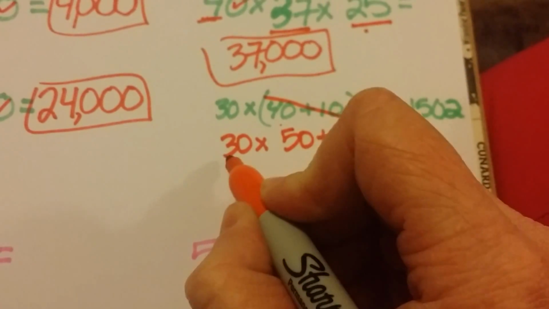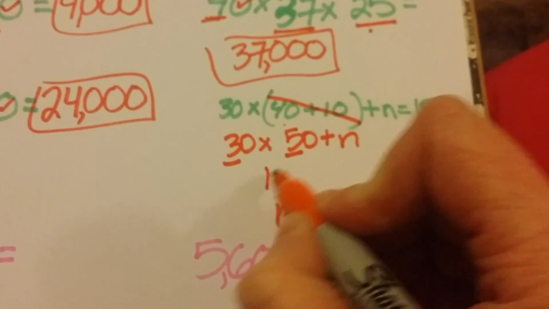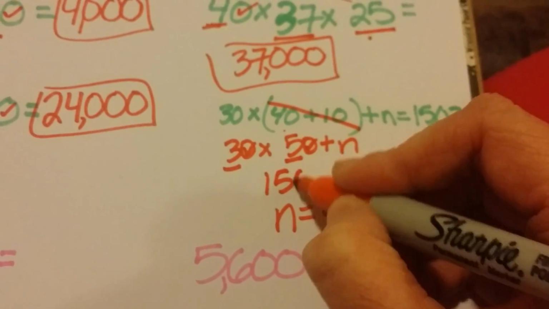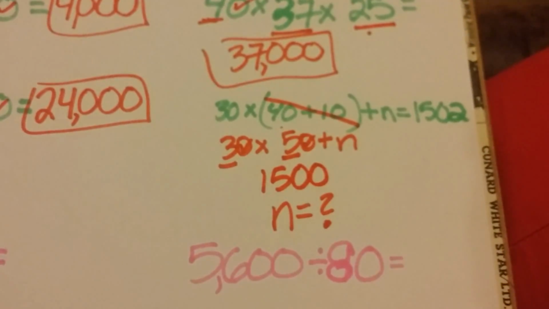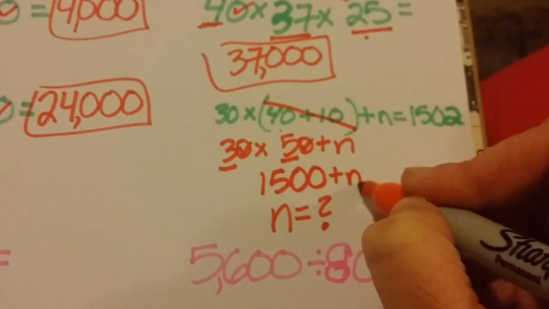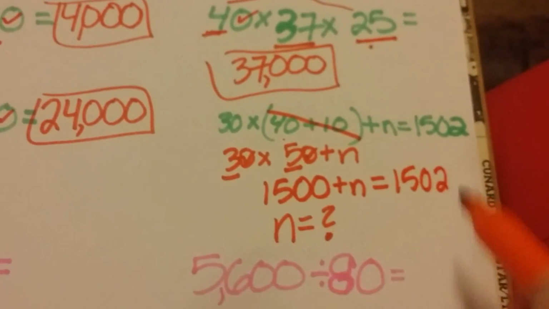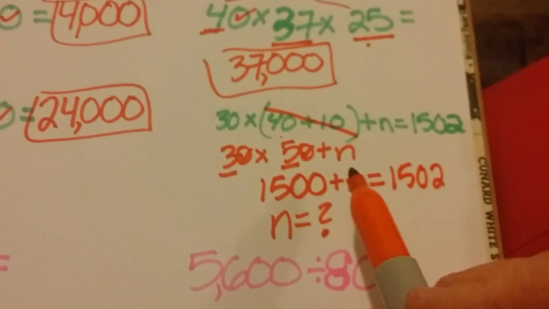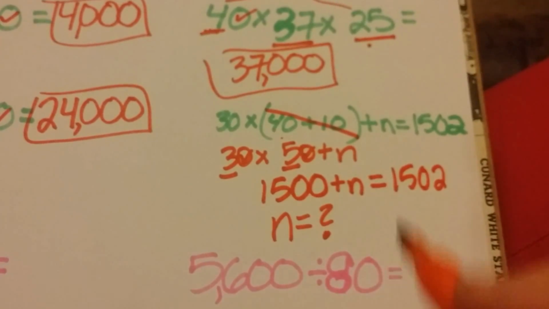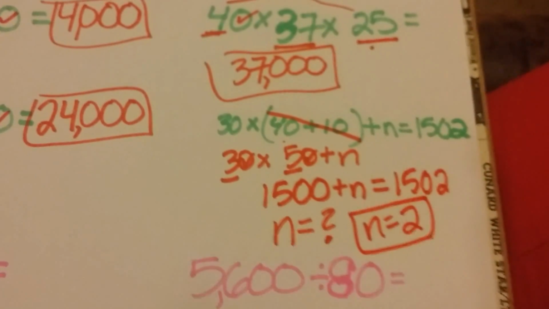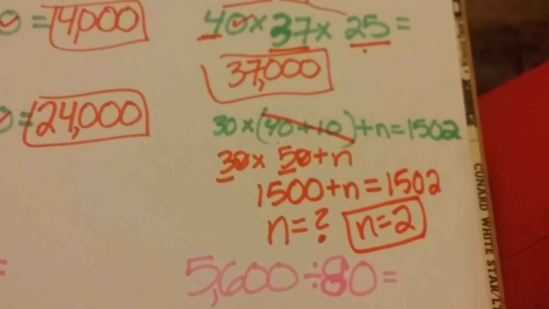30 times 50, well 3 times 5 is 15. This 0, this 0. So 1,500 plus n is going to have to equal 1,500 too. So what does n have to be to make that the same? Well, n would have to equal 2. So that's how you would do a problem like that.